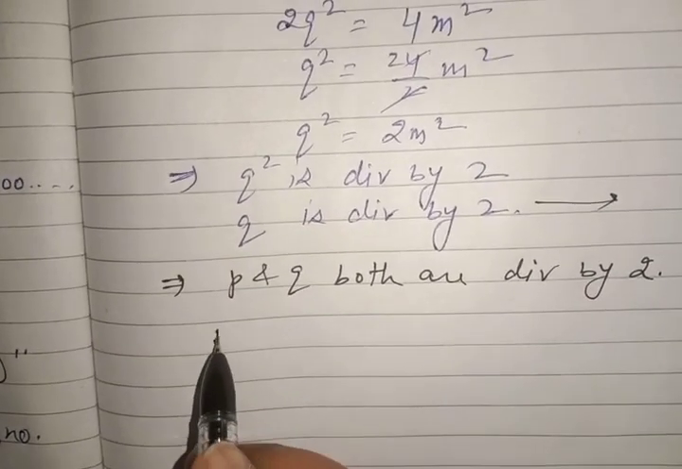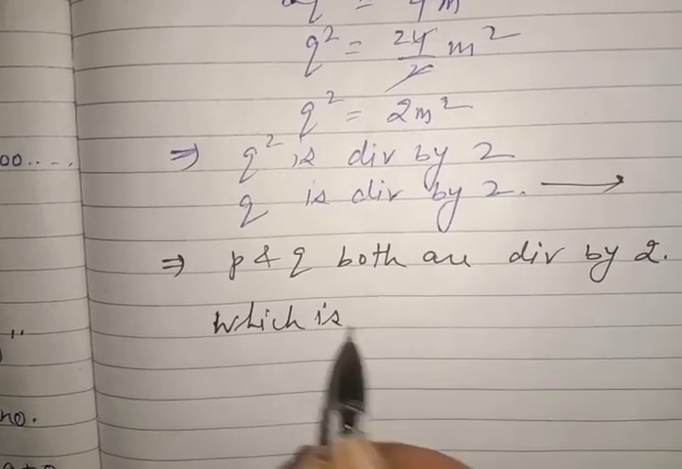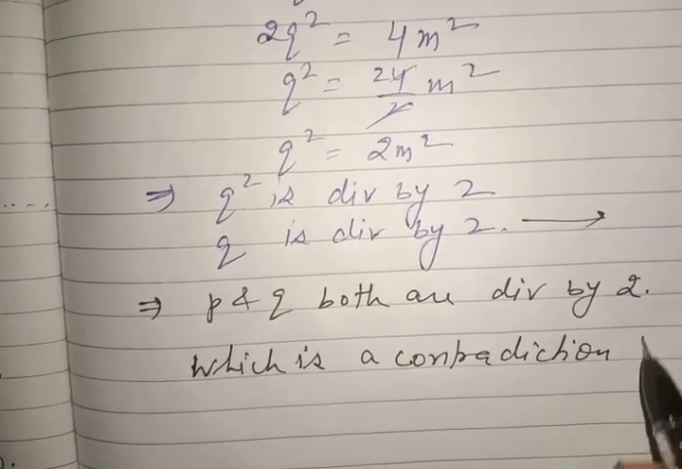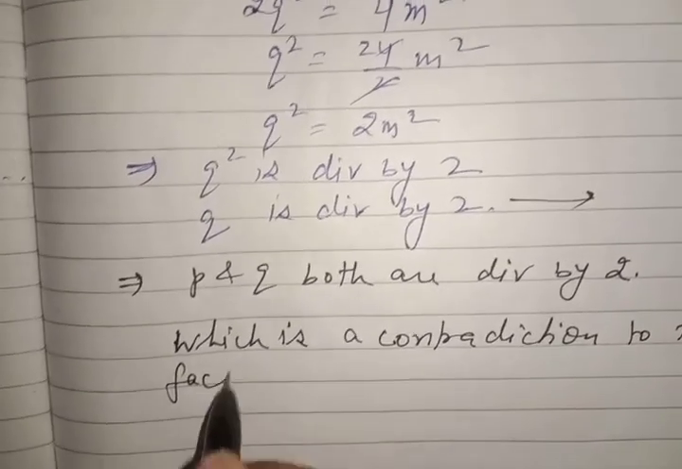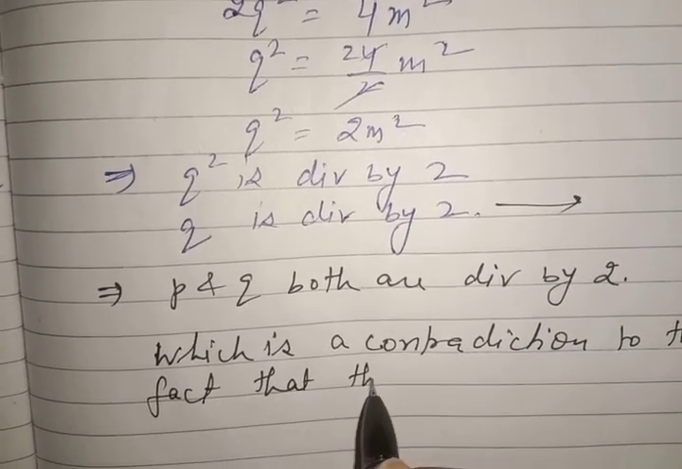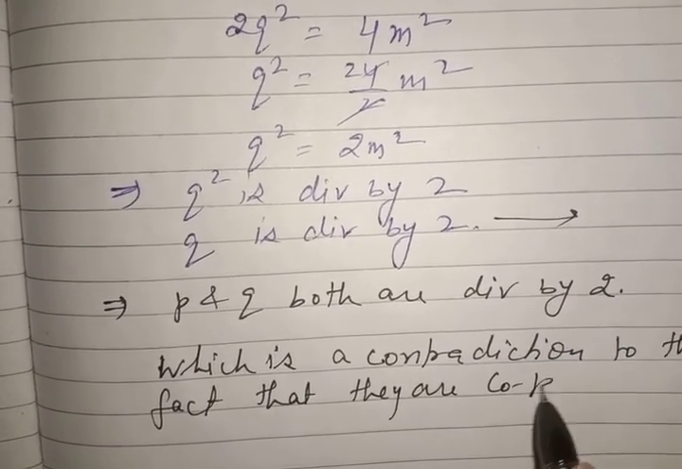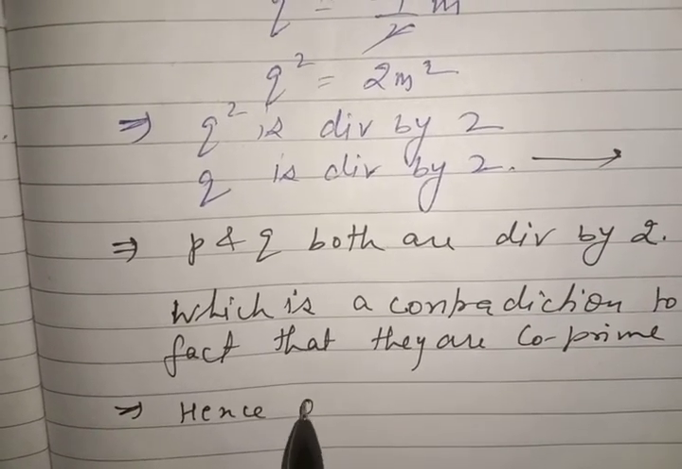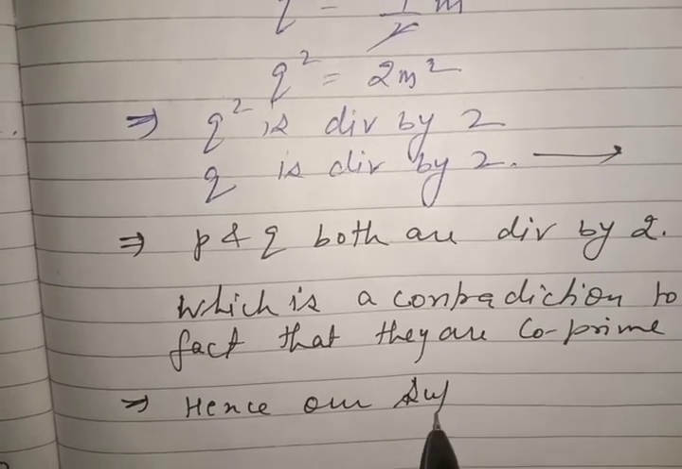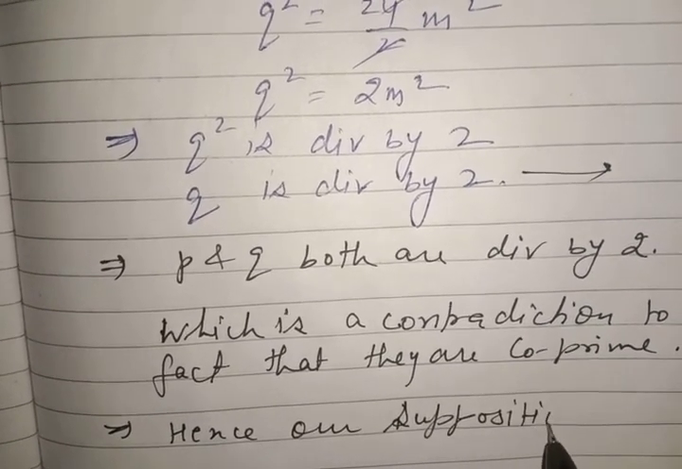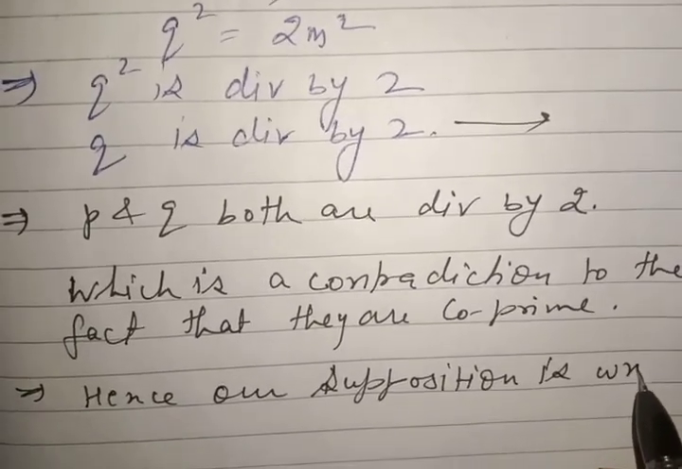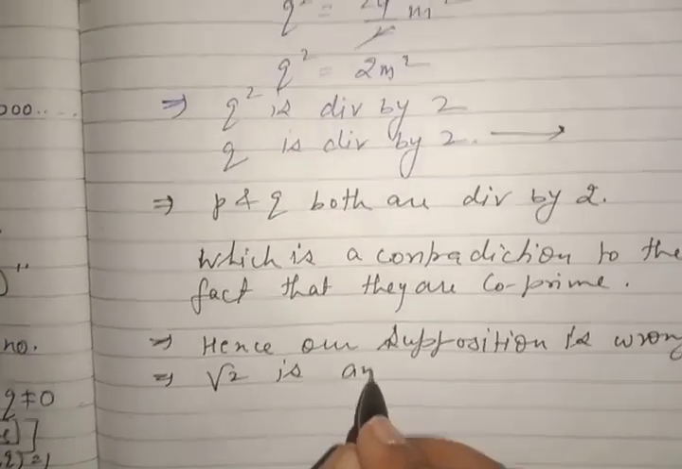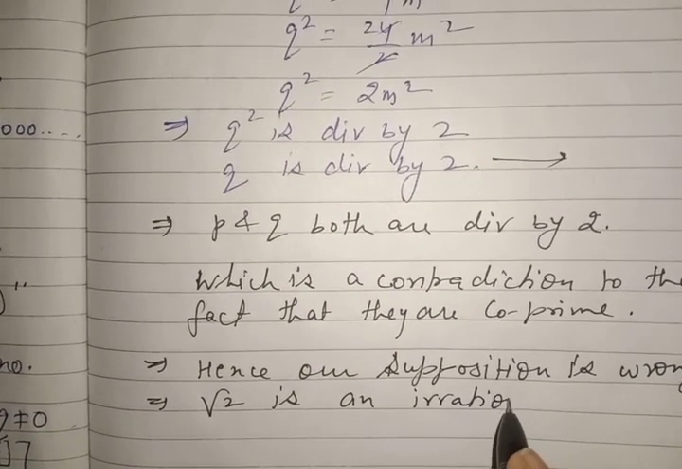So we will write, which is a contradiction to the fact, which fact? That they are co-prime. So this implies our supposition is wrong, and this implies root 2 is an irrational number.